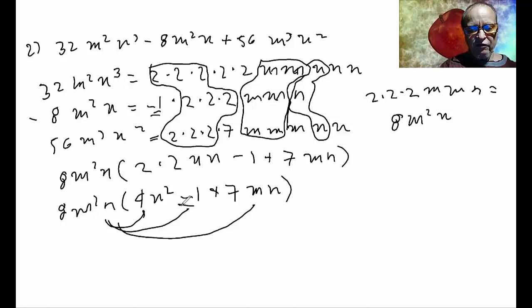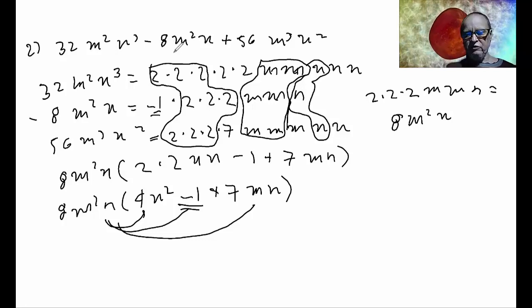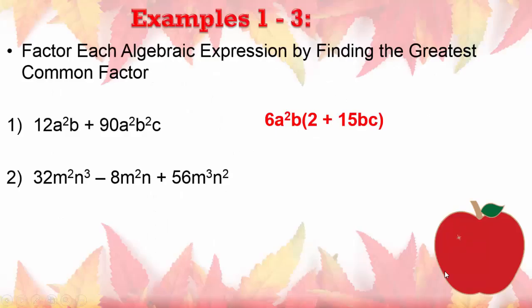And this negative 1 will be distributed to make our second term. We found that the greatest common factor in this trinomial was 8m squared n, and then we would multiply it by the rest of this to get this back.